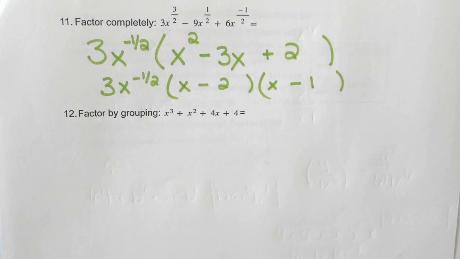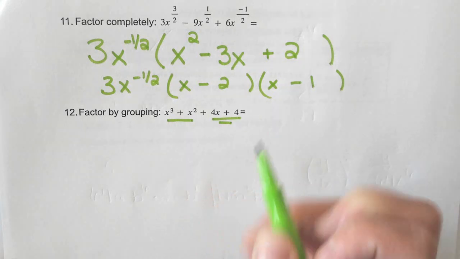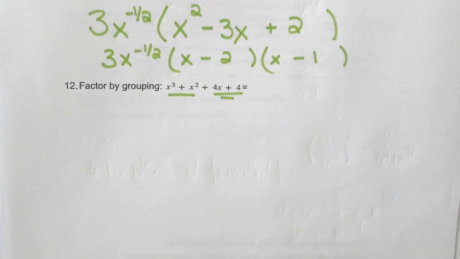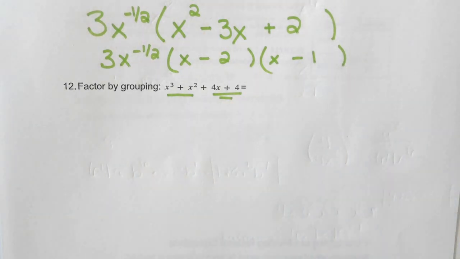Factor by grouping. Here we go. I think this one's pretty obvious, right? Some of them aren't as obvious. This one's very obvious. Again, you're grouping by stuff they have in common. So I'm going to group these two because they both have a ton of x's. I'm going to group these two because they both have some 4's.